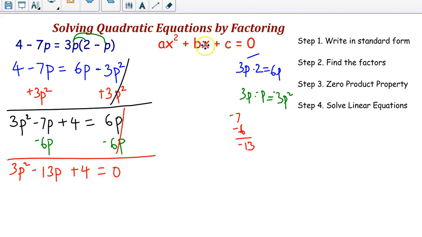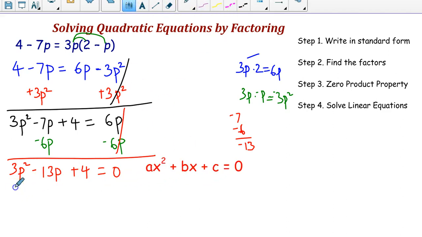Now you see, it is exactly in this form of a standard quadratic equation like ax squared plus bx plus c. Instead of x, you have p. That's all. 3p square minus 13p plus 4. Okay. Now, let us identify the values of a, b, and c. You see that a is equal to 3. Your b is negative 13 and c is equal to 4.